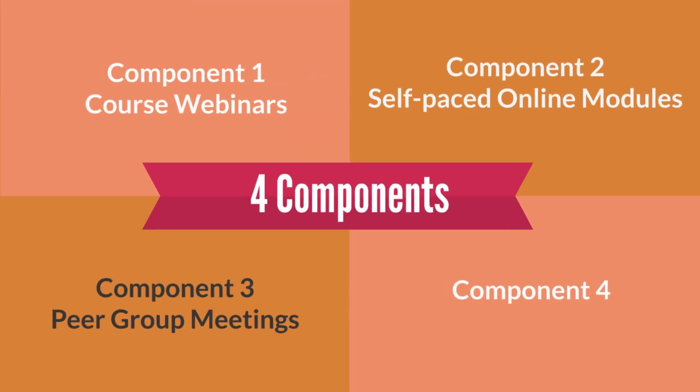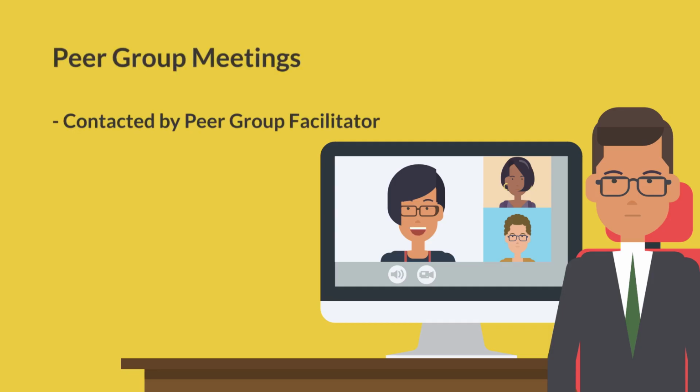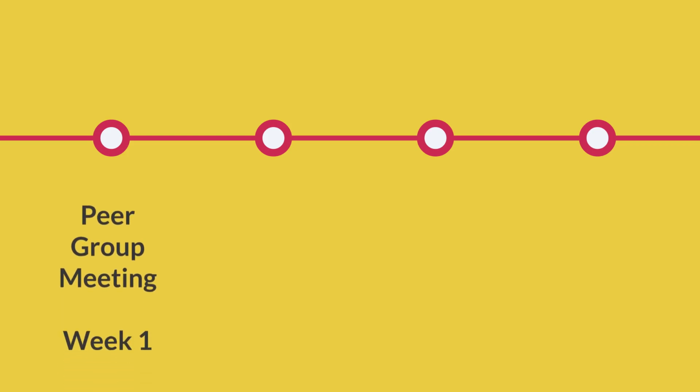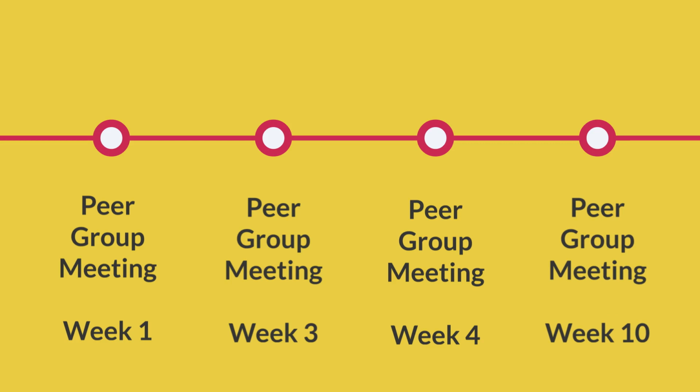The next component is peer group meetings. Prior to the course starting, you will be contacted by your peer group facilitator who will put you in touch with the other members of your assigned peer group. You'll work together with this group throughout the course to support your understanding of the topics you are covering by talking through discussion points provided and giving each other ideas for the course activities. These discussions will take place during 4 scheduled peer group meetings, taking place in week 1, 3, 4, and 10 of the course.